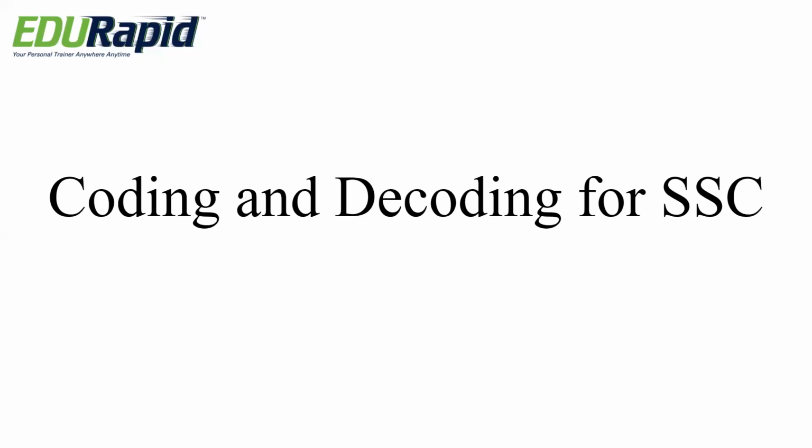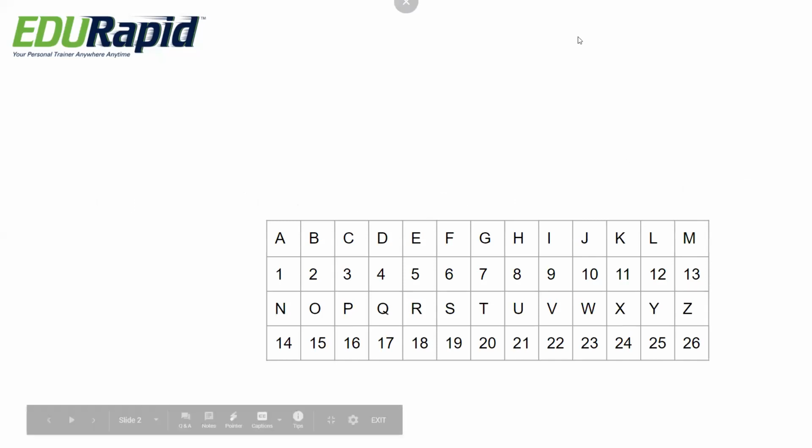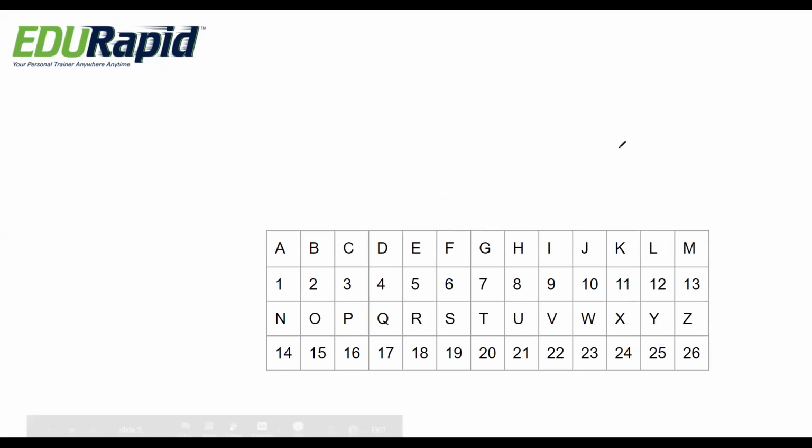Hello guys, now I am going to explain about coding and decoding for SSC. Here you have to know about the alphabetical letters A to Z and in what series they go. For A it is 1, for B it is 2, for C it is 3, up to Z, it is a total of 26 letters.